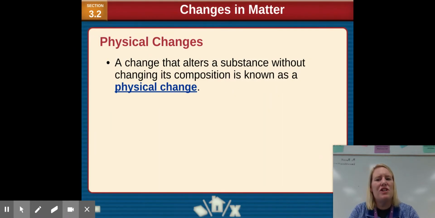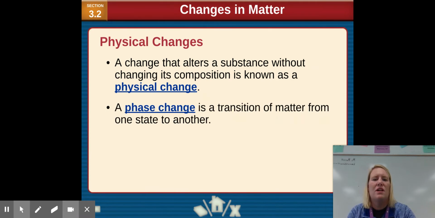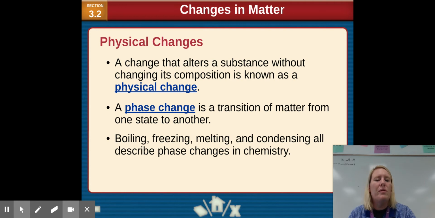And so, physical changes: a change that alters a substance without changing its composition is known as a physical change. A phase change is a transfer of matter from one state to another. So, boiling, freezing, melting, and condensing are all describing phases that are changing in chemistry.